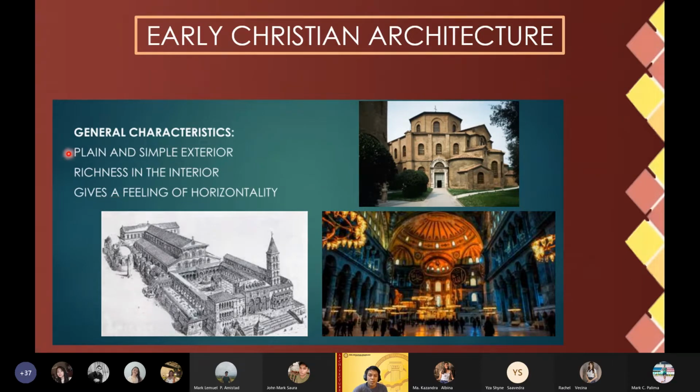So again, don't forget these three. When I ask you what are the general characteristics of early Christian architecture, dali ra kay na siya. Plain and simple ang iyahang gawas. Ang iyang sud is rich. Richness in the interior. That means a lot of decorations, a lot of mosaics, upgraded material na gigamit sa ilang finishes. And lastly, ang iyahang size, so it gives a feeling of horizontality.